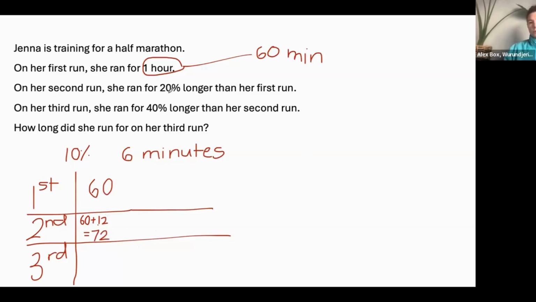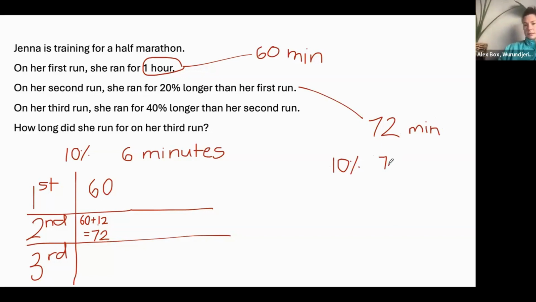All right, so the second run we figured out is 72 minutes, which means that 10% of that is going to be 72 divided by 10, which is 7.2 minutes, I think. Oh gosh, I don't know now. 10% of 72 minutes is 7.2 minutes. That's a bit tricky because time isn't in base 10. All right.